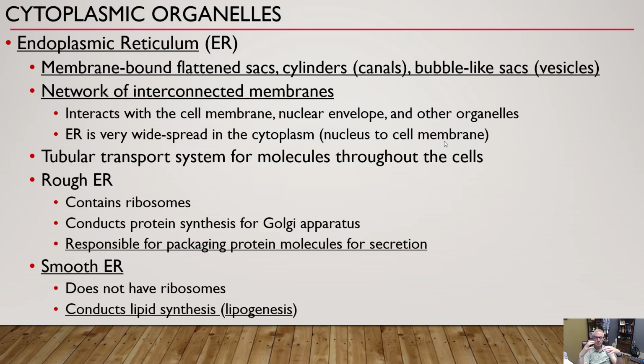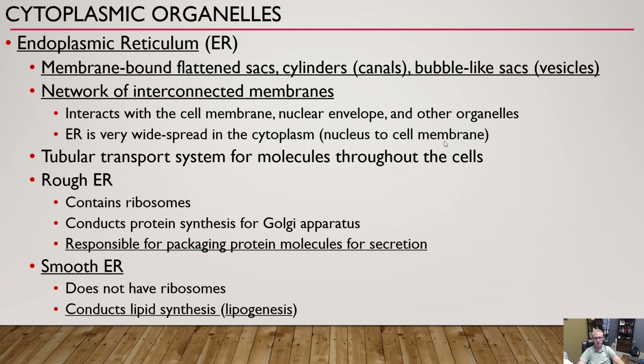We have two different types of endoplasmic reticulum: a rough endoplasmic reticulum and a smooth endoplasmic reticulum. The rough endoplasmic reticulum we saw contains those purple dots. They contain ribosomes. Remember, ribosomes, protein synthesis. So the rough endoplasmic reticulum is going to be responsible for protein synthesis. And the proteins made there will eventually go to the Golgi apparatus, which we'll talk about next in a couple slides.